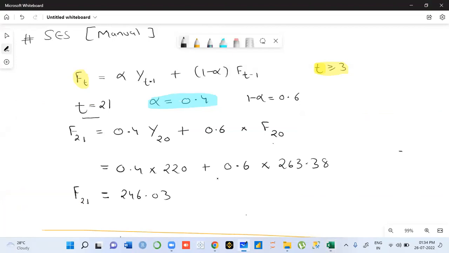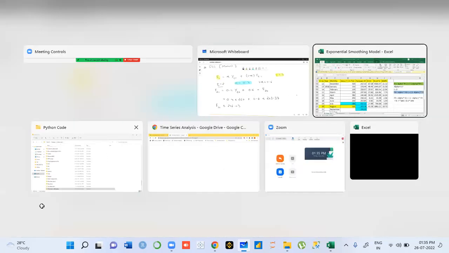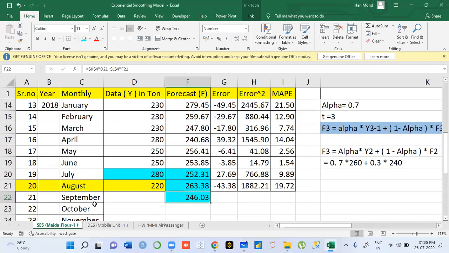My question for you. Clear, guys? Any question? Any doubt in calculation? Ragini, Kiran, Anisha? Clear, sir. Now, guys, I want to do prediction for the month of October. What is the value of T?